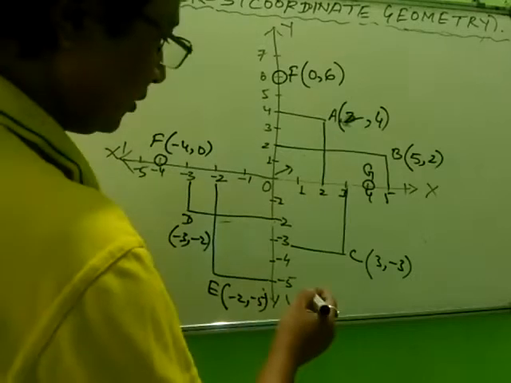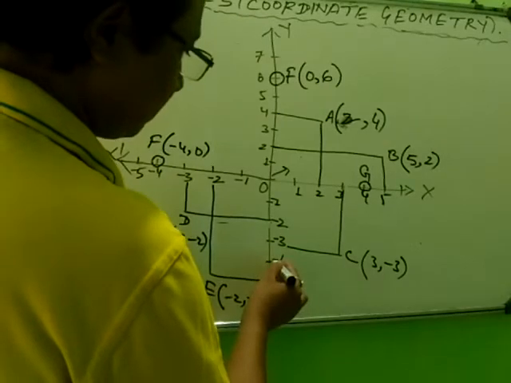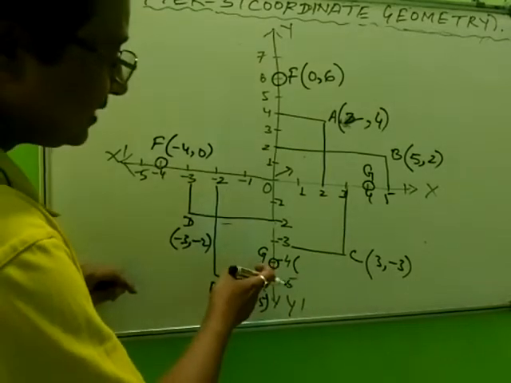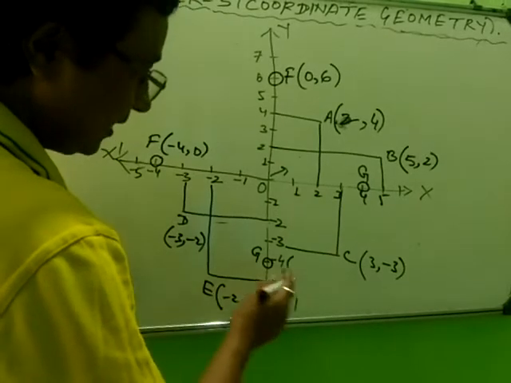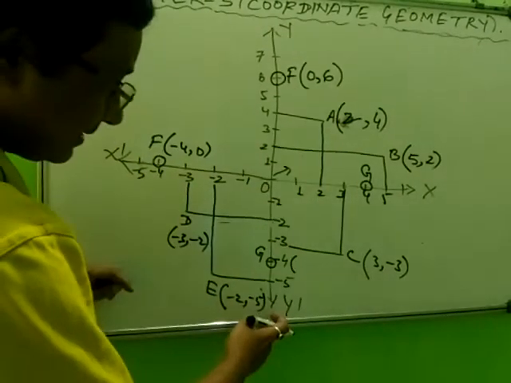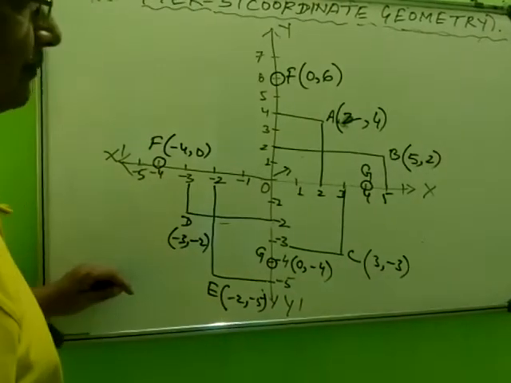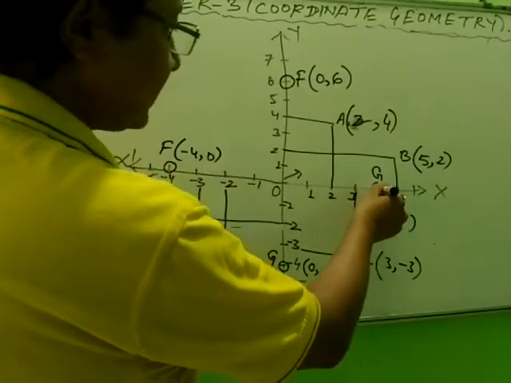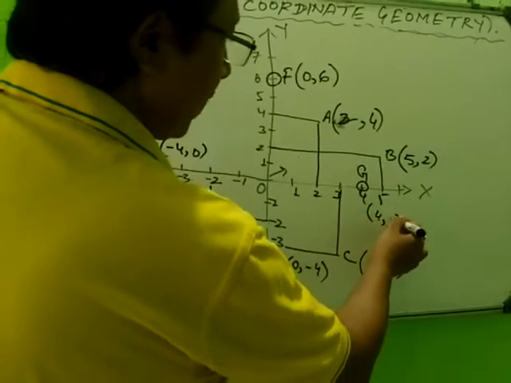Let us take the coordinates of G. Let me call this point G. The point G lies along the y-axis, so x will be 0 and y is minus 4. Now this next point lies along the x-axis, so x will be 4, then y is 0.